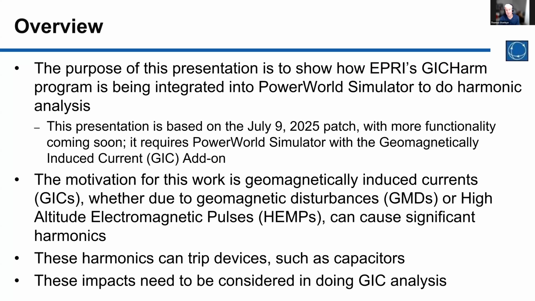So PowerWorld, particularly Simulator, is now pretty good at doing analysis of electric grid impacts from geomagnetic disturbances, what we call GMDs, and also from what we call HEMPs, high altitude electromagnetic pulses. But both of these can cause significant harmonics. These harmonics can then impact power system devices. For example, they can trip capacitors. And during GIC events, usually you have voltage concerns. So you really want your capacitors, and you really would like them to not trip. So this is a new tool that helps you do this analysis.